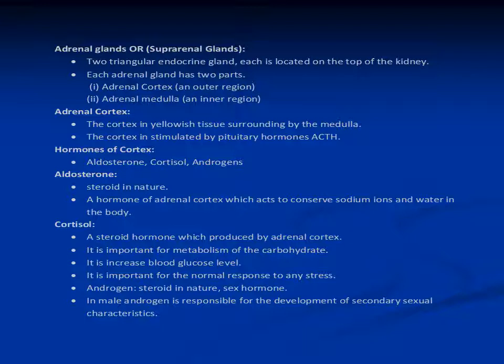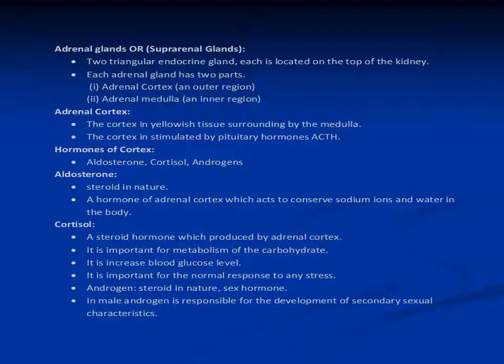Two triangular endocrine glands, each located on the top of a kidney. Each adrenal gland has two basic parts. A third part is also present, but it has a minor role, therefore it is not described in the syllabus. The adrenal cortex is the outer region. The adrenal medulla is the inner region of the adrenal gland.